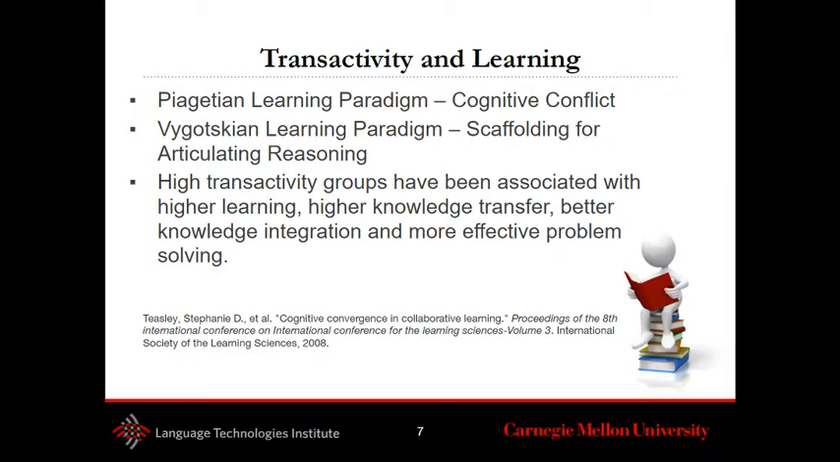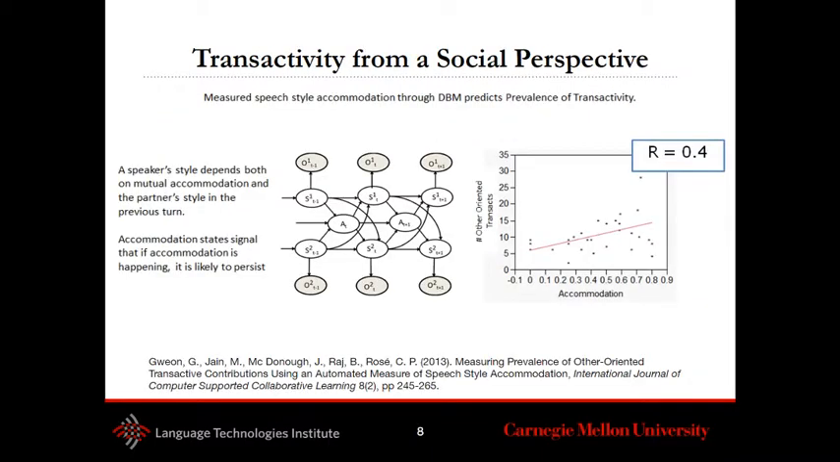Now, in prior studies of transactivity and collaborative learning, it has been found that teams that are high in transactivity have been associated with higher learning, higher knowledge transfer, better knowledge integration, and more effective problem solving than teams that are lower in transactivity. In our own prior work, and specifically the work by Ka-Jin Kwan, who's still a member of this community, the idea of the relationship between transactivity as a construct, so the concentration of transactive utterances found in collaborative discussions, they correlate with other indicators of social relatedness.